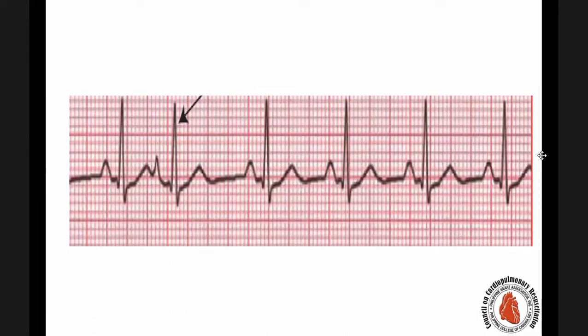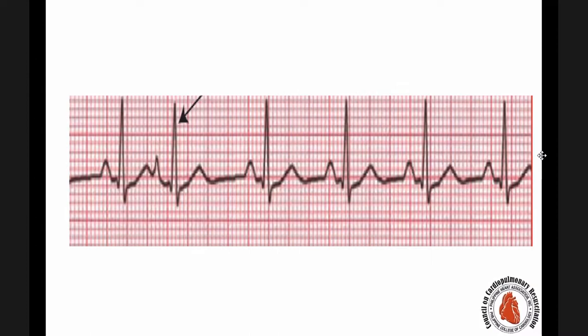And if you look at the P wave, it has a different contour or configuration from the normal P wave. So kakaiba siya. The PR interval, I would say, is a little bit prolonged in this case. But the QRS complex is narrow. It means to say that the conduction to the ventricles is through the normal conducting system in the ventricles.